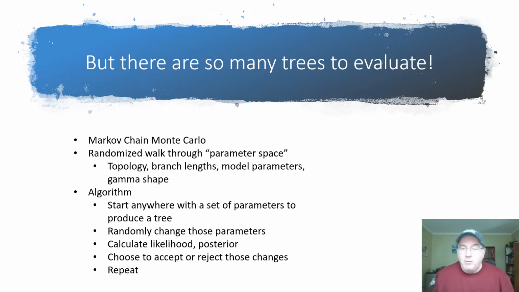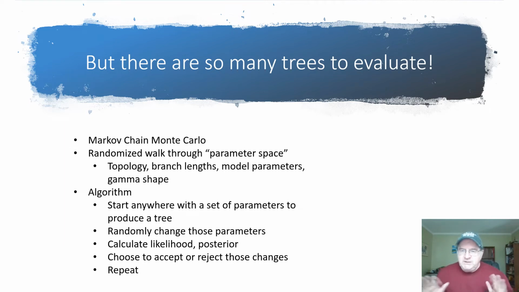The problem is that we're walking through this parameter space totally blind. We can assess where we are, but we can't see where the mountain is that we really want to climb. Of course, we're assuming that there's a mountain there, but that's the one we're after. So a Markov chain Monte Carlo simulation basically works something like this.